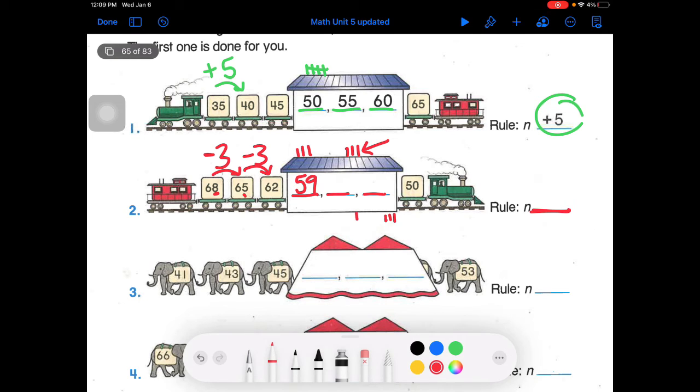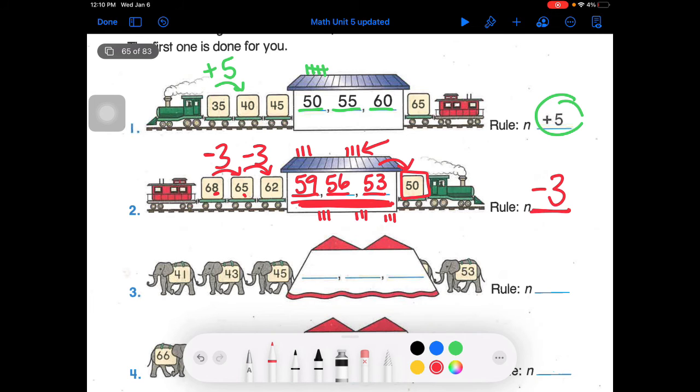59, 58, 57, 56. 56, 55, 54, 53. And then I always make sure that I do this last one as well so that I know for sure that I didn't get any of these answers inside my cart wrong. Because if it doesn't end on a 50, then I got the answers wrong. And sometimes you get mixed up. So 53 minus 3 is, so my rule was minus 3. Or I should say subtract 3. Each time I had to subtract 3.